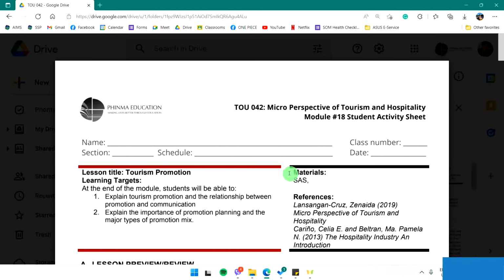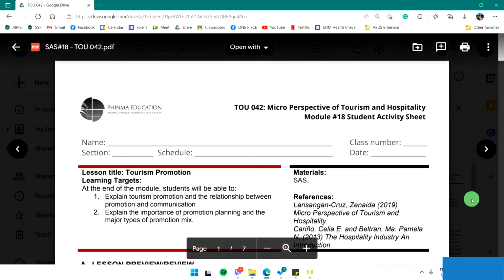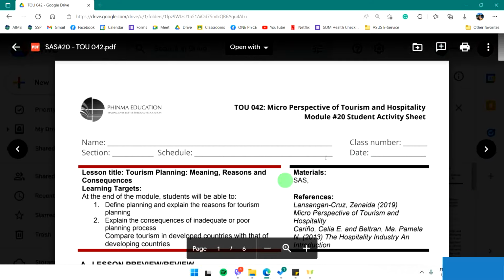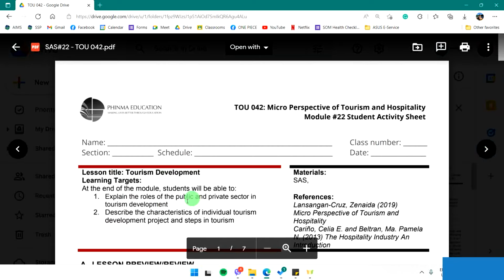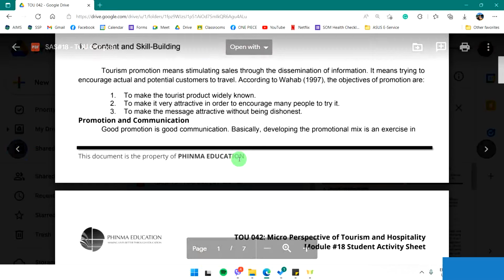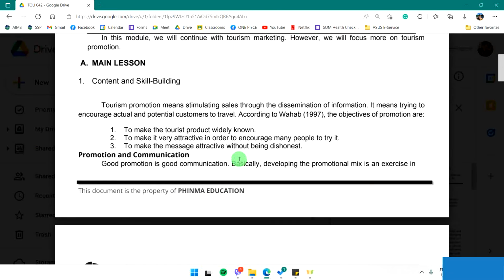certain tourism products. This is very important as we're going to tackle next week tourism planning, which is one of the most important aspects when it comes to the development of our industry, and tourism development as is. So, tourism promotion. Unang-una, pag-usapan natin kung ano ang tourism promotion.